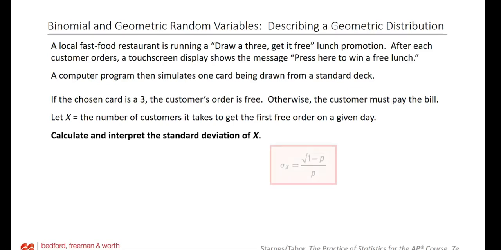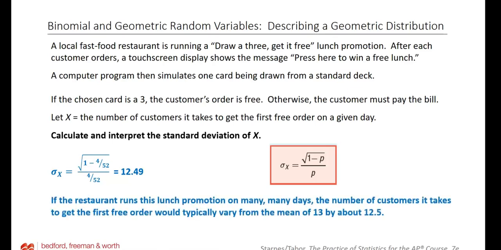What's standard deviation? Just plug into the formula. There it is. So the square root of (1 minus 1/13) over 1/13 squared is 12.49. If you did this on many, many days, the number of customers it takes to get their first free order would typically vary from the mean by about 12.5.